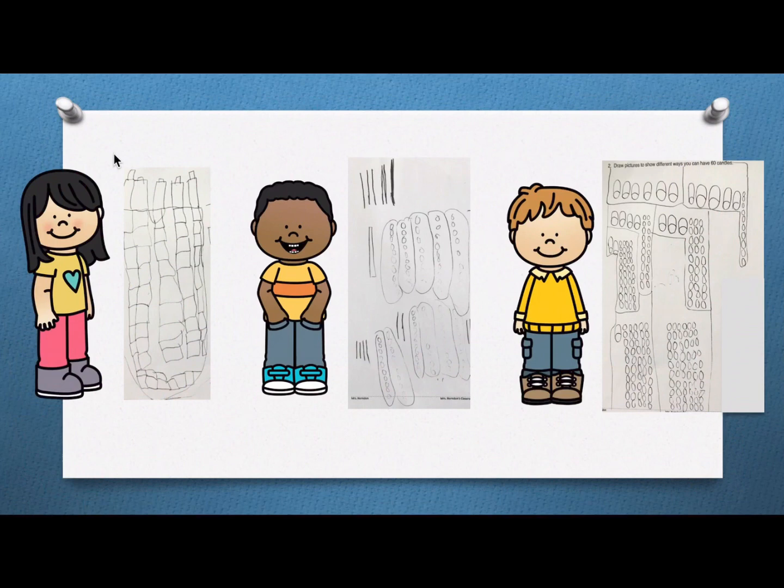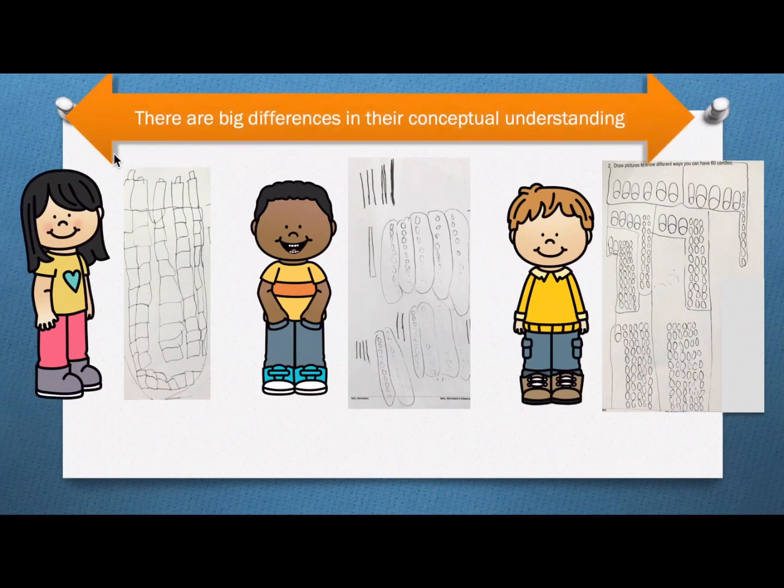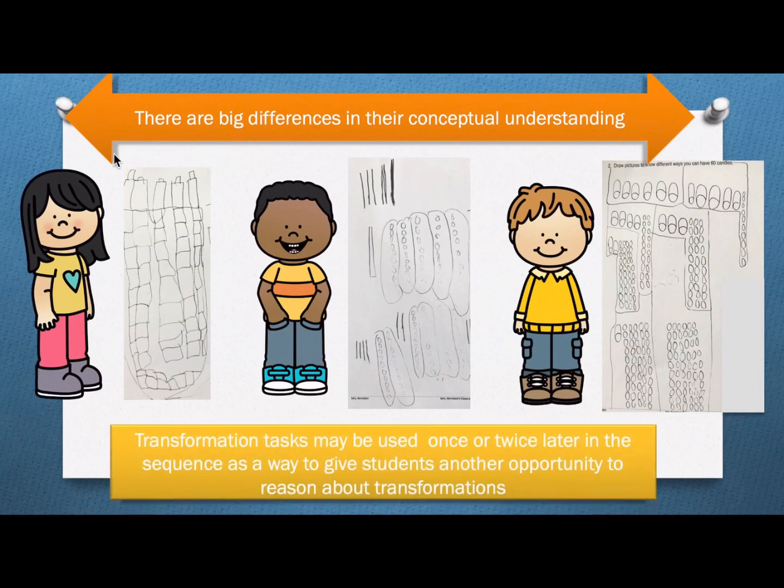We can see from the differences in Lindsay's work and Lucas's and Griffin's work that there are big differences in their conceptual understandings of tens and ones. With this in mind, the teacher might decide to use the transformation activity once or twice later on in the sequence, perhaps while already using activities from part 2 as a way to give Lindsay an opportunity to reason about transformations, after she has had more experience with using the Unifix cubes to solve problems posed in the candy shop setting.